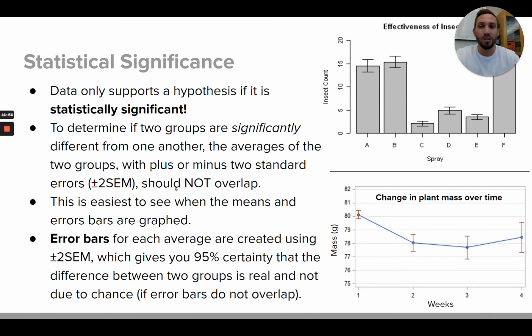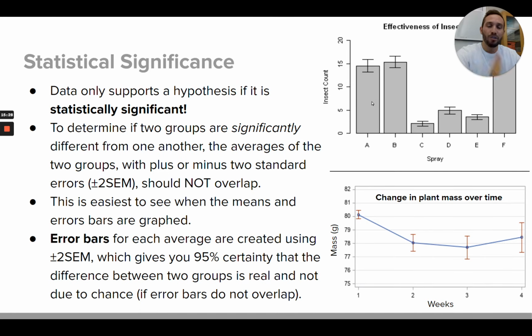In order to determine if two groups are significantly different from one another, not just different but statistically significantly different, the averages of those two groups with plus or minus 2 standard errors should not overlap. We're going to dive into that statement in a second. But this is going to be easiest to figure out if you graph the means with the error bars.